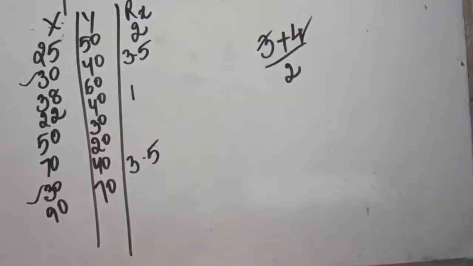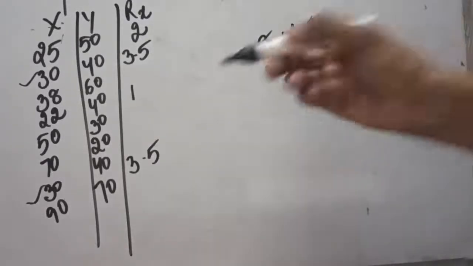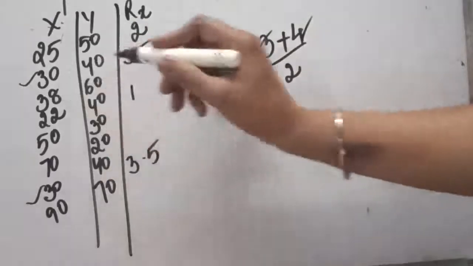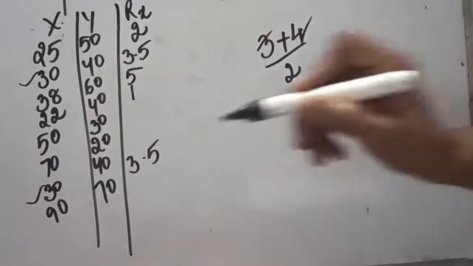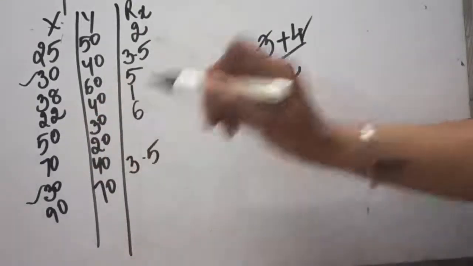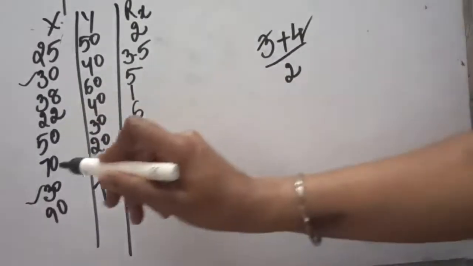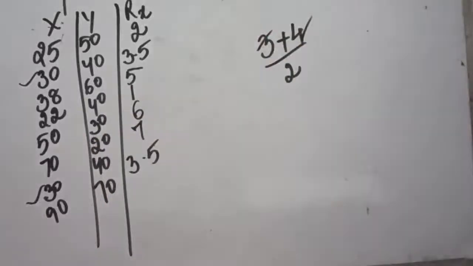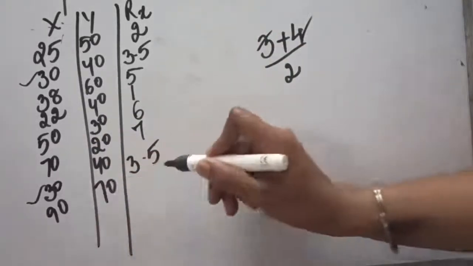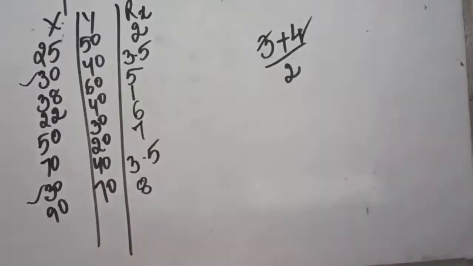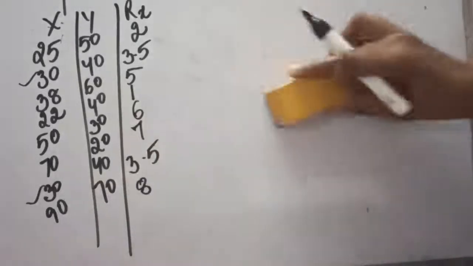Now we will move ahead with the 5th rank. After 30, we can see 38 is the next number, so here we will give rank number 5. Next is 50, so this is rank number 6. Next is 70, so rank number 7. After that it is 90, so it is rank number 8. So all the ranks have been assigned.